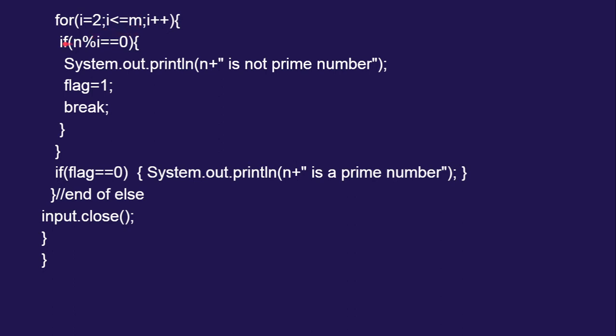Then, if n % i is equal to 0, this is the equivalent operator, a relational operator. It will check whether the remainder after division is 0 or not. If the division leaves any remainder, it is a prime number. If after the division the remainder is 0, it is not a prime number, because it is completely divisible. Otherwise it will leave some remainder, so that will be a prime number.